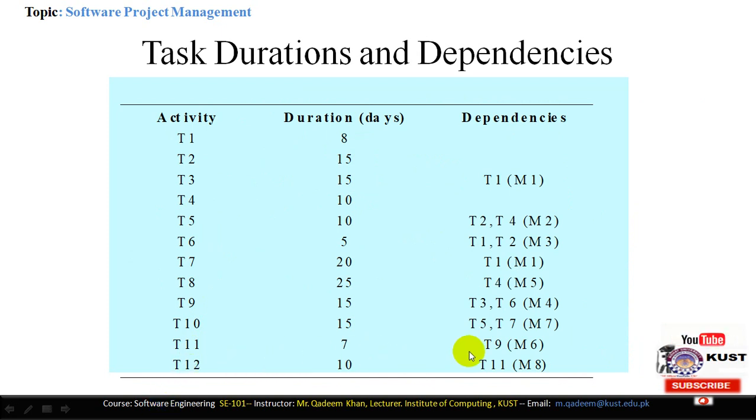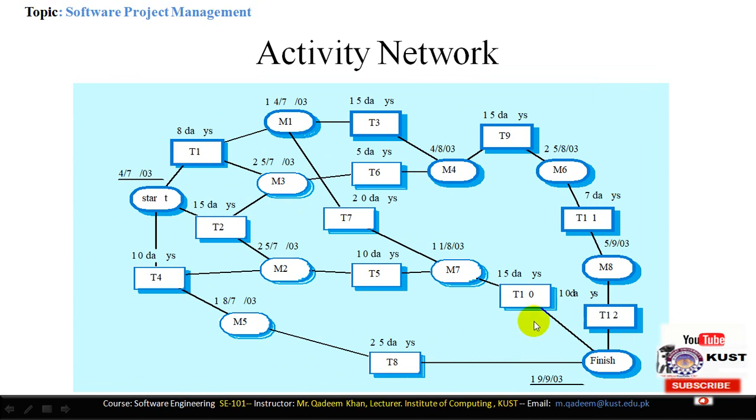T12 in fact depends on T11, and it requires 10 days. So here is the T12. T12 depends on T11, and it requires 10 days to complete. So this is the way the network activity diagram works, and this is the finishing date, the last date on which the project will be completed. This is 19/9/2003. So at this particular date, the project may be completed.